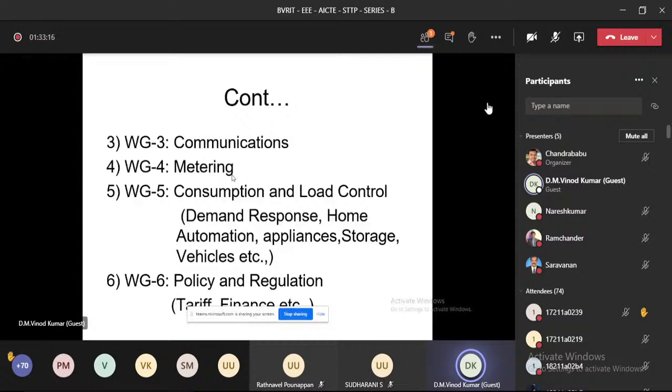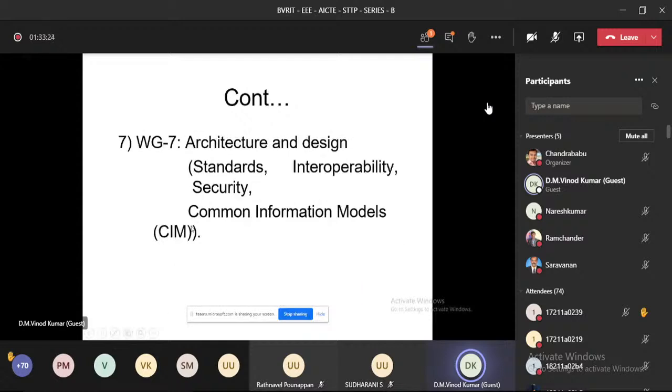And working group 6, policy and regulation. And working group 7, architecture and design of the smart grid. In the smart grid, standards are required, because everything needs some standard. It could be IEEE standards or whatever it may be. There is one institution, NIST, that takes care of this. But in India, working group 7, architecture and design, will talk about it. And in this, common information model, CIM models, play a vital role.